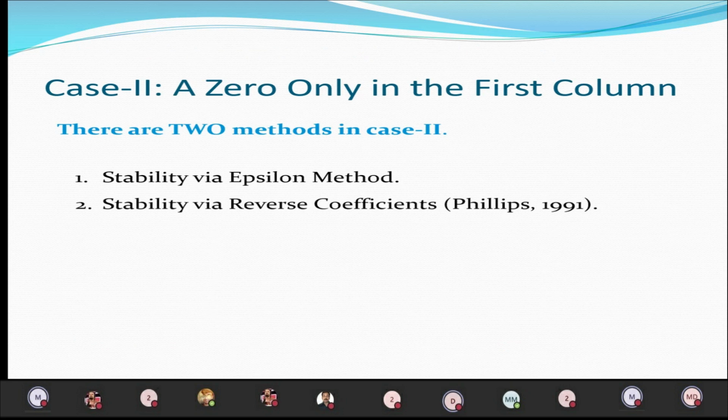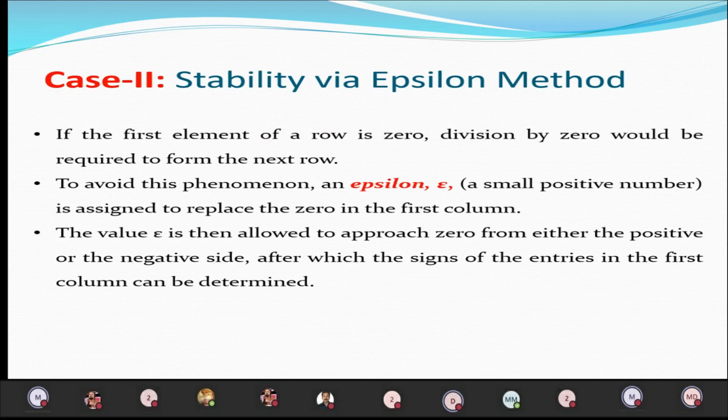So now the second case. If there is only a 0 in the first column, what happens? Okay, so how to solve that problem by constructing the root array, we are going to discuss.